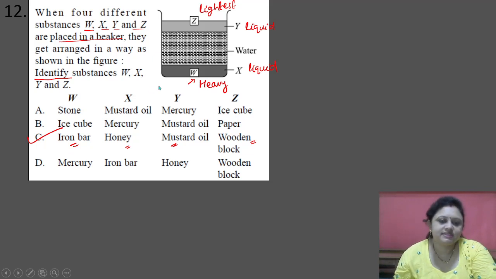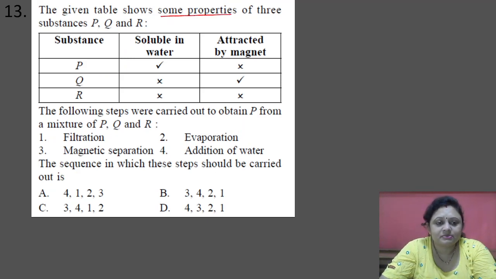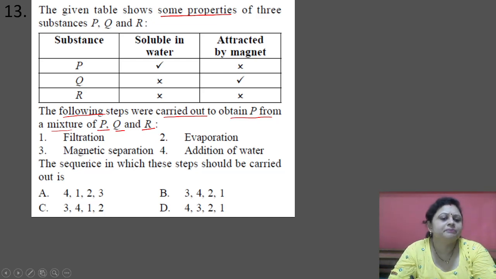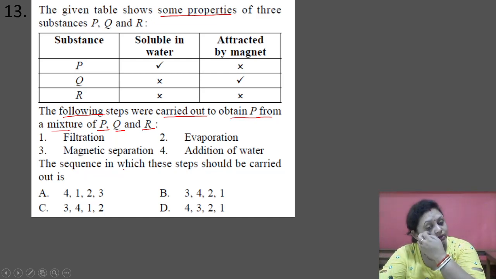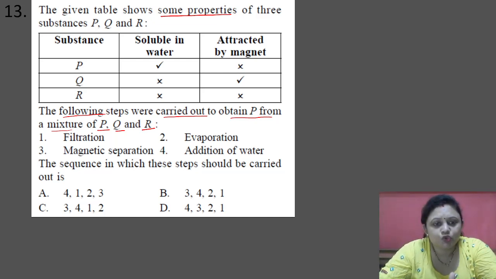That is option C. Coming to the next question, the given table shows some properties of three substances P, Q and R: soluble in water, attracted by magnet. The following steps were carried out to obtain P from a mixture of P, Q and R: 1 filtration, 2 evaporation, 3 magnetic separation, 4 addition of water. The sequence in which these steps should be carried out is, options are A 4123, B 3421, C 3412, D 4321. So we have the mixture of P, Q and R.